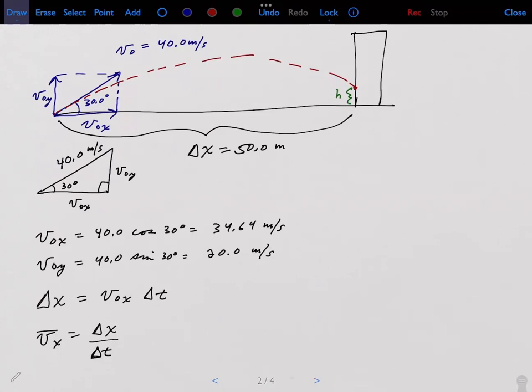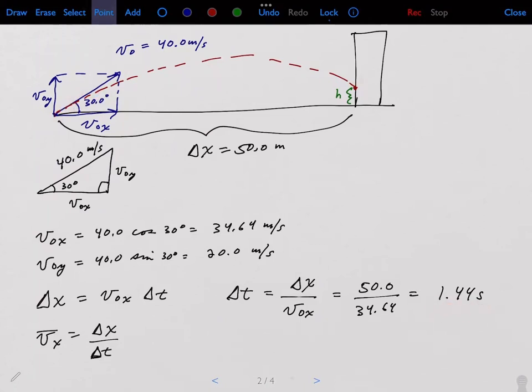So using that, we could figure out the time. If I solve for delta t here, it's going to be delta x divided by my initial velocity, which is the same as my average velocity, because it doesn't change. So this is going to be 50 over 34.64, and if you work that out, it's 1.44 seconds. So now I know how long it takes. From when it leaves the hose to when it hits the building, it's going to take 1.44 seconds.